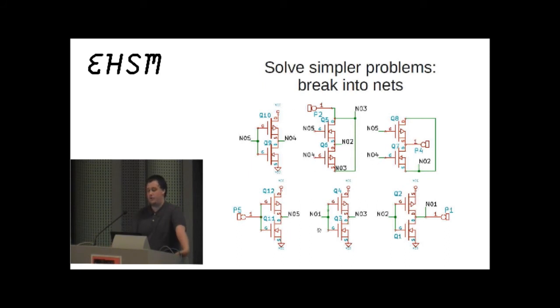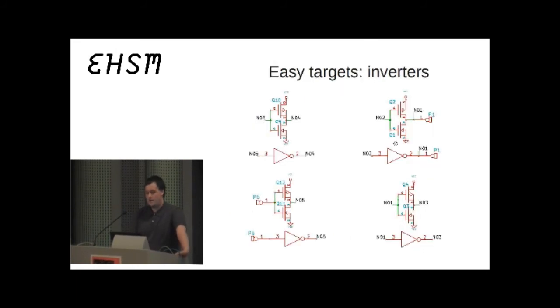So these are kind of the basic building blocks. And I've put net numbers as kind of a reference so that we can go back and forth and patch them back into the original circuit. The easiest targets are probably the inverters, simply because two transistors, they're easy to recognize and very easy to take out. So these are all fairly straightforward translations to the circuits below.